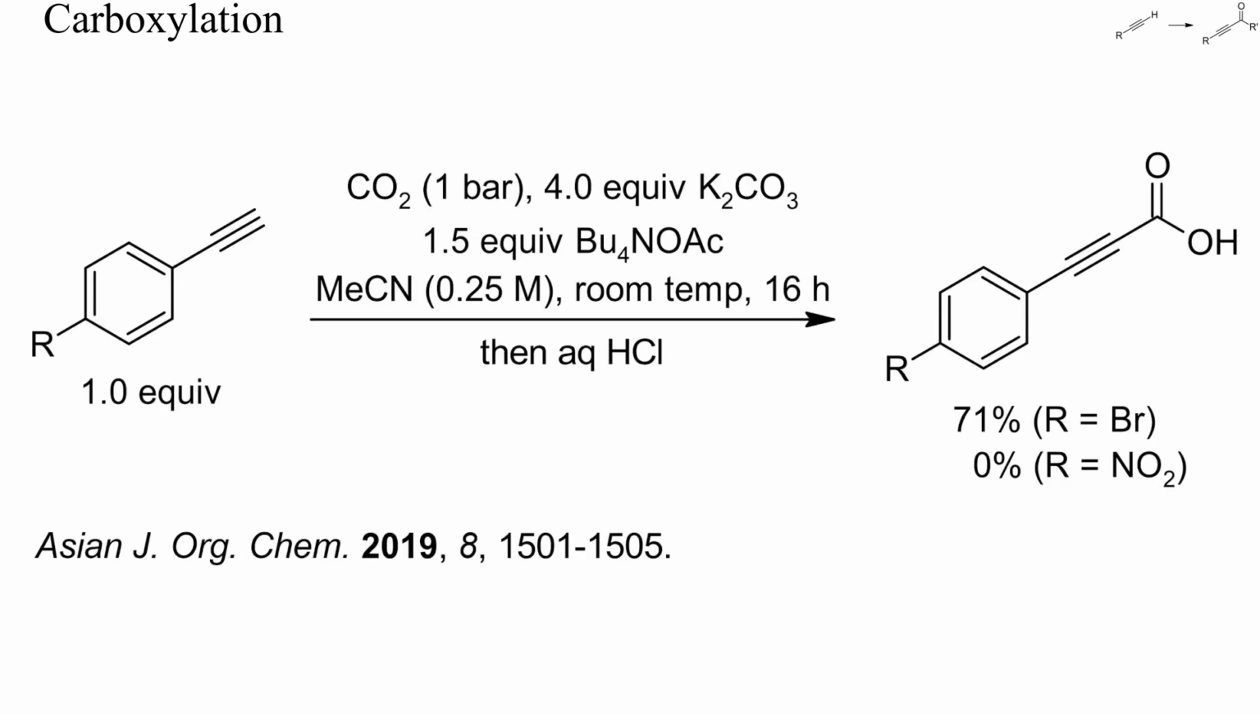In this interesting example, substituted phenylacetylenes were carboxylated without stoichiometric metallation, just by stirring at room temperature with an excess of carbonate and acetate under an atmosphere of carbon dioxide. The brominated phenylacetylene yielded the expected acid, but nitrophenylacetylene was probably too acidic and the acetylide therefore not nucleophilic enough to add to carbon dioxide.